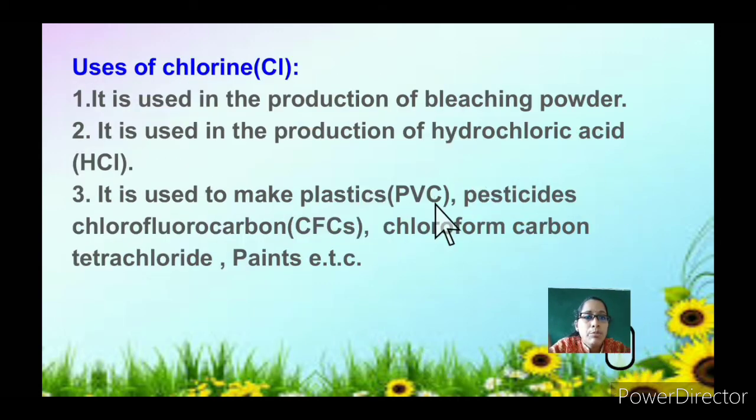So the next byproduct that was released was chlorine gas. Let's understand where chlorine gas is used. We have discussed that calcium oxychloride or bleaching powder is formed by combining with chlorine. It is also used in the production of hydrochloric acid, HCl. Hydrogen and chlorine combine together to form hydrochloric acid. Chlorine is also used to make plastics, that is PVC, polyvinyl chloride, pesticides, chlorofluorocarbons, chloroform, carbon tetrachloride, and it's used in paints, etc.